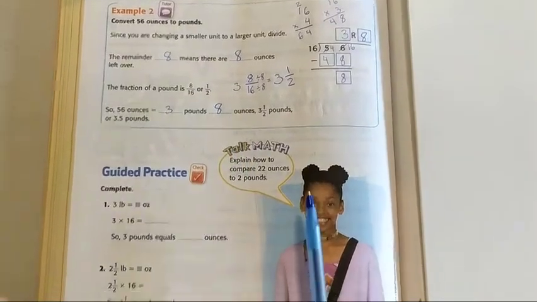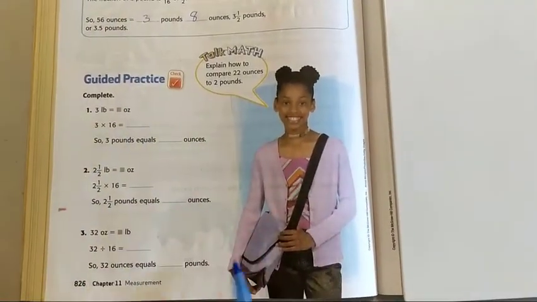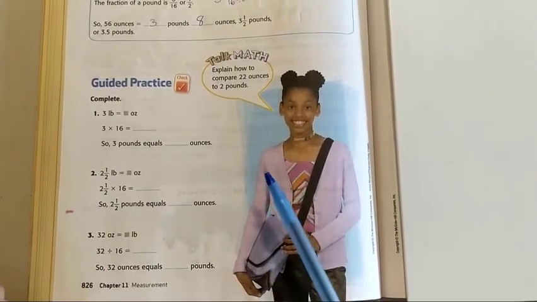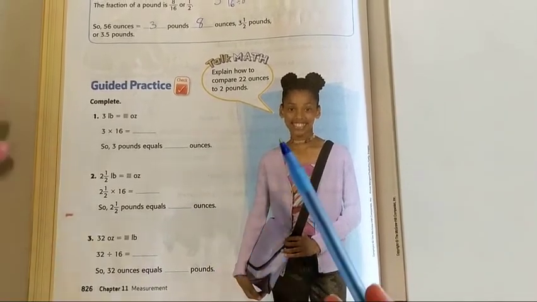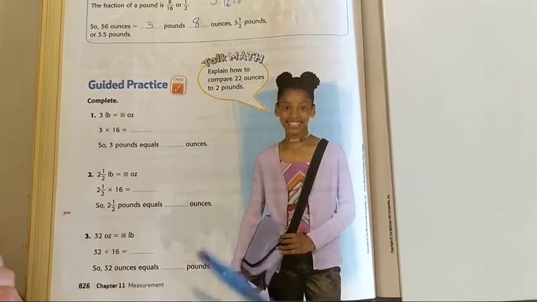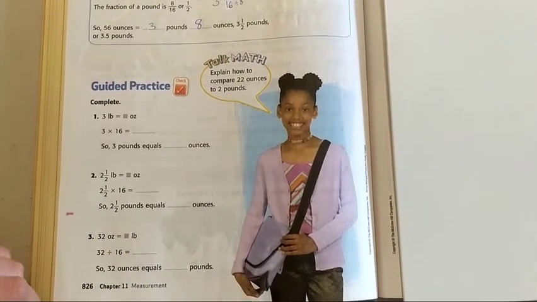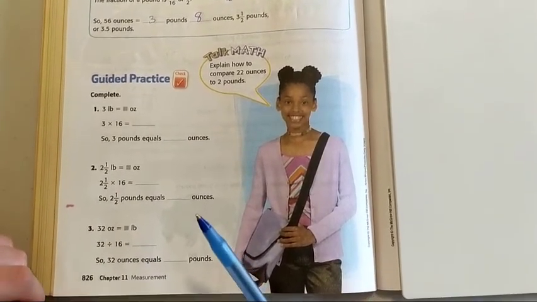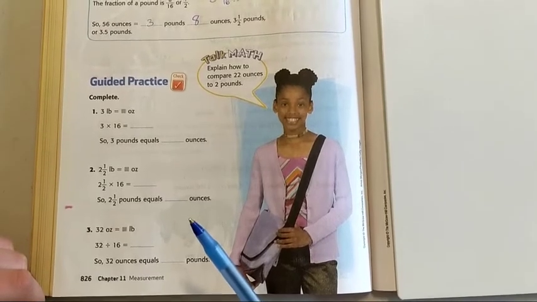Both are correct. I would like you to try these 3 problems on your own for a moment. And remember, 16 ounces in a pound, 2,000 pounds in a ton. See if you can figure out the answers to these, and pause the video, and we'll start back up in a moment, and I'll go over the answers.